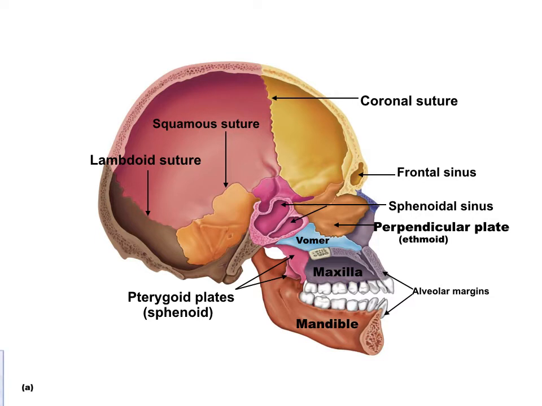Finally, in pink, you could see the two pterygoid plates, wing-like extensions of the sphenoid bone. We'll look at those later as well.